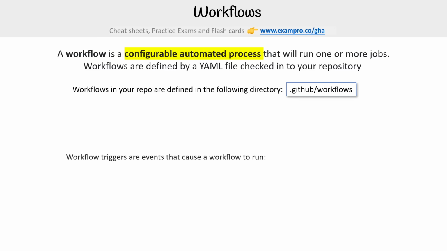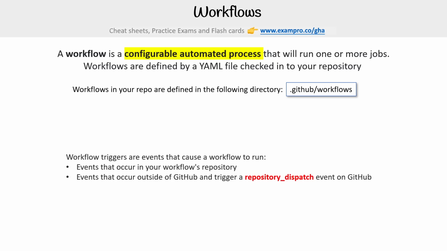Workflow triggers are events that cause workflows to run. This could be an event that occurs within your workflow's repository, or events that occur outside of GitHub, and this is generally done with the repository dispatch. You'll definitely want to remember that one, as it will show up in your exams. And then we have scheduled times or manual. Those are the ones we're going to be looking at, and we'll definitely cover all of them.